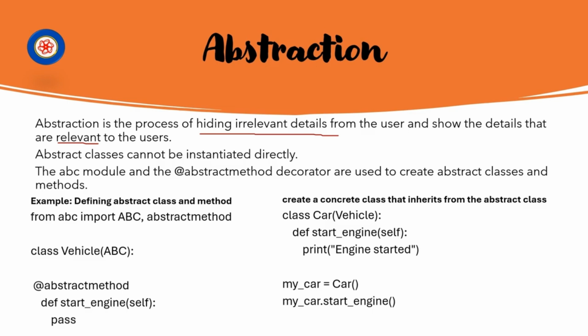In object-oriented programming, abstract classes are used to achieve abstraction. An abstract class is a class that cannot be instantiated directly. This means you cannot create an object from an abstract class. Instead, it serves as a blueprint for other classes. In Python, we use the ABC module to create abstract classes, where ABC stands for abstract base classes. Let's see how we can define an abstract class using this ABC module.